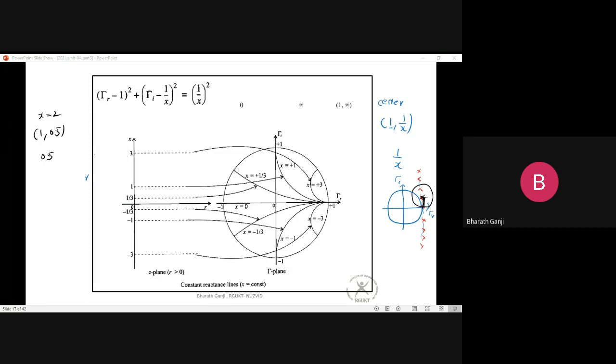So you can see that the center of this circle will be (1, 1/x). So all these points will be on this line. What is this line? This line is nothing but the tau r equal to 1 line.